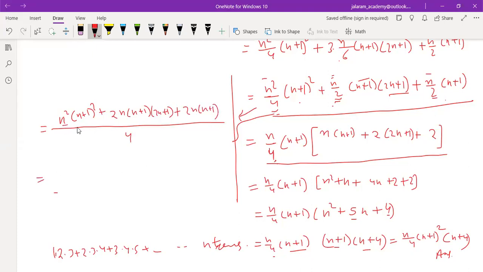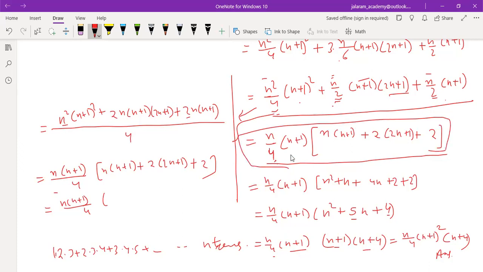So now we take common from the numerator. n is common, n plus 1 is common, 4 is in the denominator. Now write the remaining terms. First term is n into n plus 1. Second term is 2 into 2n plus 1. Third term is 2 only. So we write n into n plus 1 by 4 into, it is the same now as this term. You can look at this.